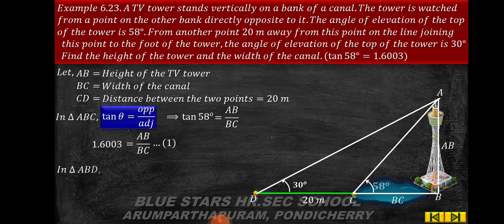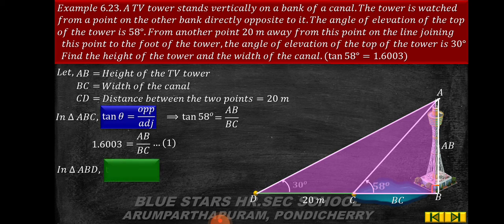Next we are considering triangle ABD. That is the whole triangle. So tan theta is equal to opposite by adjacent. Here tan 30 degree is equal to AB by BD. You have to take the whole line. The tan 30 degree value is 1 by root 3, which is equal to AB divided by BD, and BD is nothing but BC plus CD. CD value is 20. So this is your equation number 2.